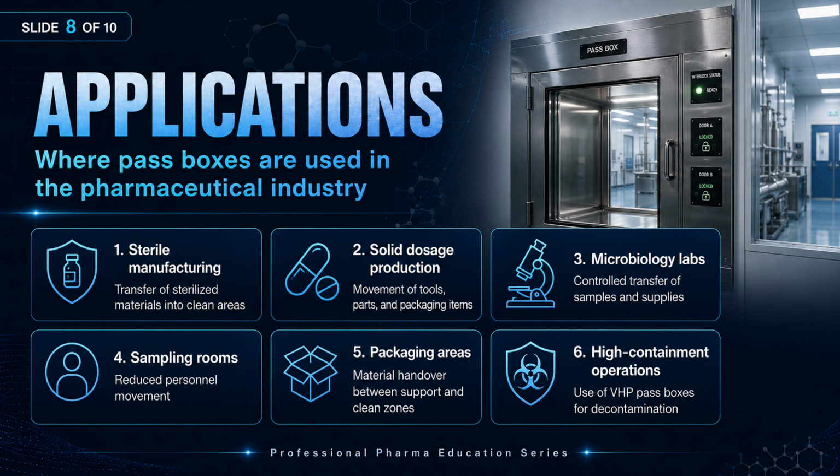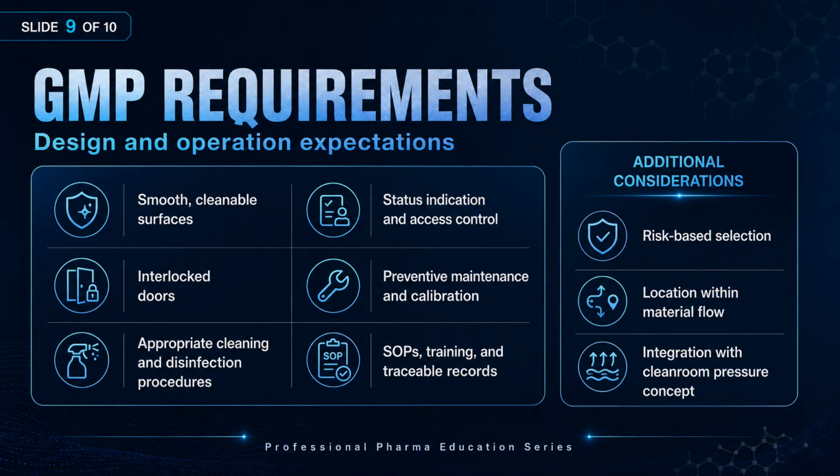They reduce unnecessary operator traffic while maintaining controlled material flow between classified and unclassified zones. GMP requirements. GMP-compliant pass boxes require smooth, non-shedding, cleanable surfaces, and a reliable door interlock mechanism. Their operation must be controlled through approved SOPs, documented cleaning, preventive maintenance, calibration, training, and periodic qualification.